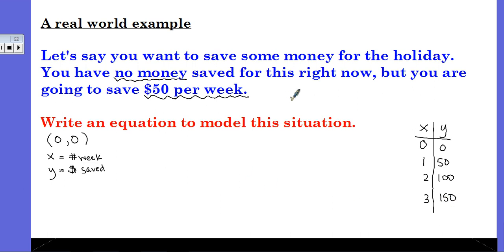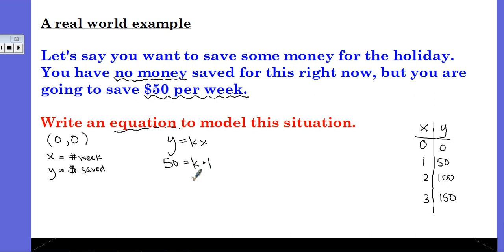Okay, now it says that we want to write the equation to model this situation. Well, we know it's direct variation because it starts at 0, 0, and because I'm multiplying by 50 each time, so I have a constant of variation. If I want to figure out that constant of variation, I take y equals kx, and I plug in one y value and one x value that's not 0, 0. So I can plug in 50 for y, and then another value for x. I said k, I meant x. So take 50 and take 1, plug them in, and then you can just solve that equation for k.